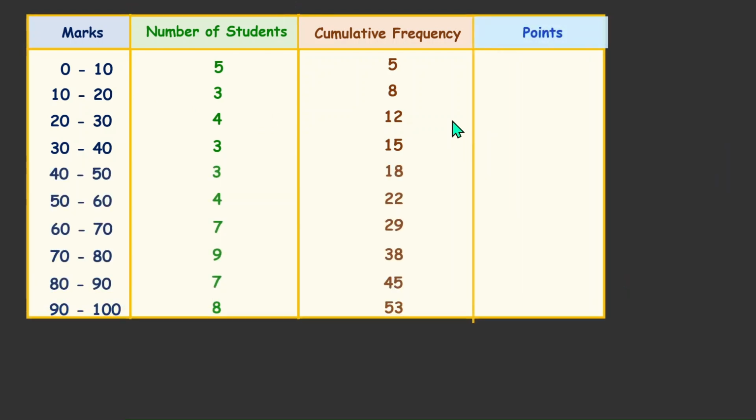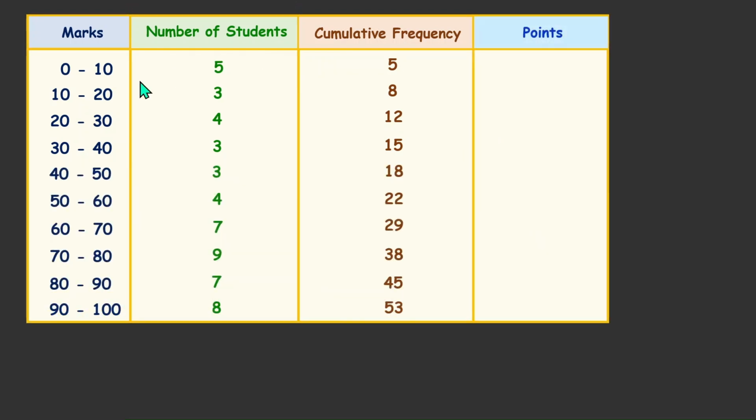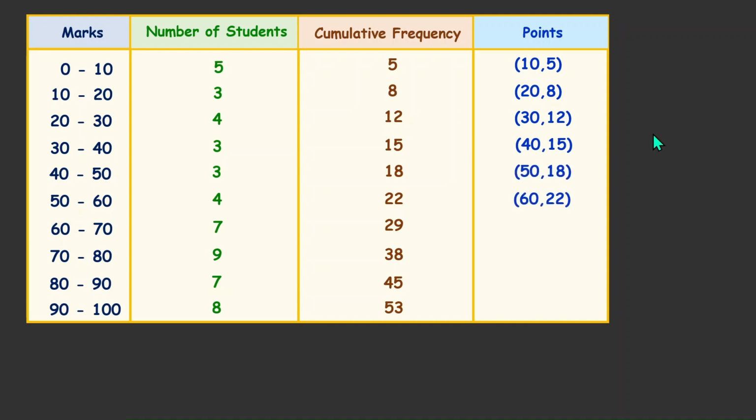We just took a snippet, so we'll take the entire data and let's get our points. Here the upper boundary is 10 and the cumulative frequency is 5, so the point would be 10, 5. Here it would be 20, 8. And similarly, for all of them, it would be 30, 12, 40, 15, 50, 18, 60, 22, 70, 29, 80, 38, 90, 45, and 100, 53. And that's all. Now we have the points, so we can easily plot them in a graph.